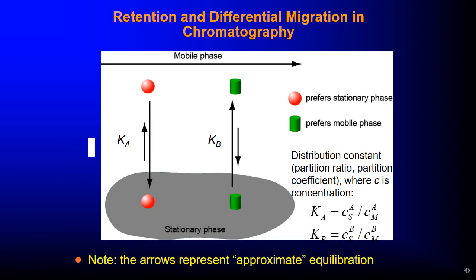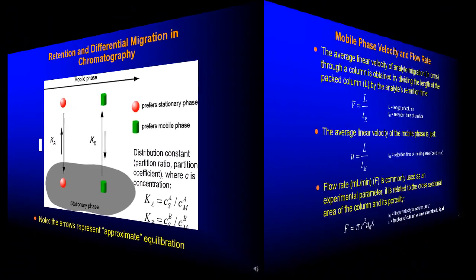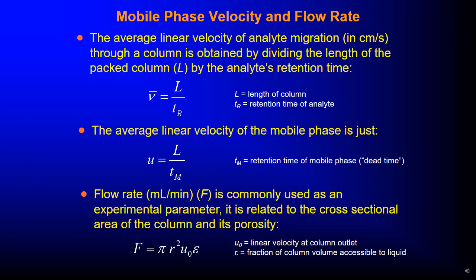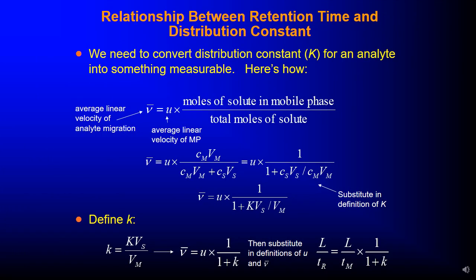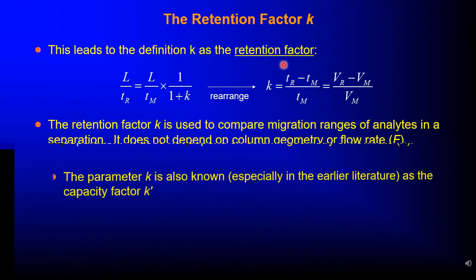The reason why we are having those particular anomalies comes next. Here you find mobile phase velocity and flow rate. The average linear velocity of the mobile phase through a column is obtained by dividing the length of the column by the retention time of an unretained substance. You can see the velocity, with the length of the column divided by the time, in the example here.